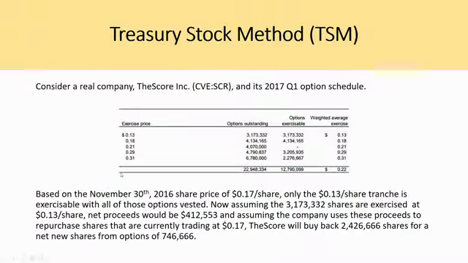Okay, so now let's look at a real example. Consider a real company, The Score, which is listed on the Canadian Venture Exchange under the ticker symbol SCR. And this is its 2017 Q1 option schedule. And so its current share price is 17 cents a share. And it's a relatively easy example because only one tranche is exercisable and in the money, right? So, it's only profitable to exercise the 13-cent options, and there are options outstanding of 3.173 million, and the options exercisable, the ones that have been vested, are the same.